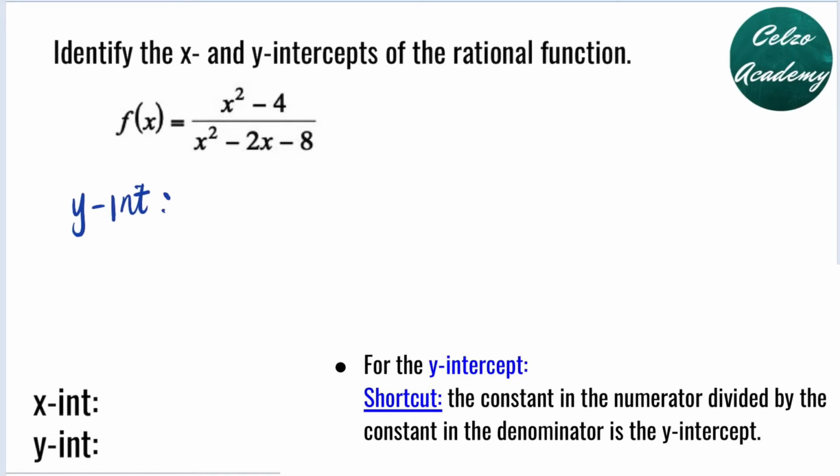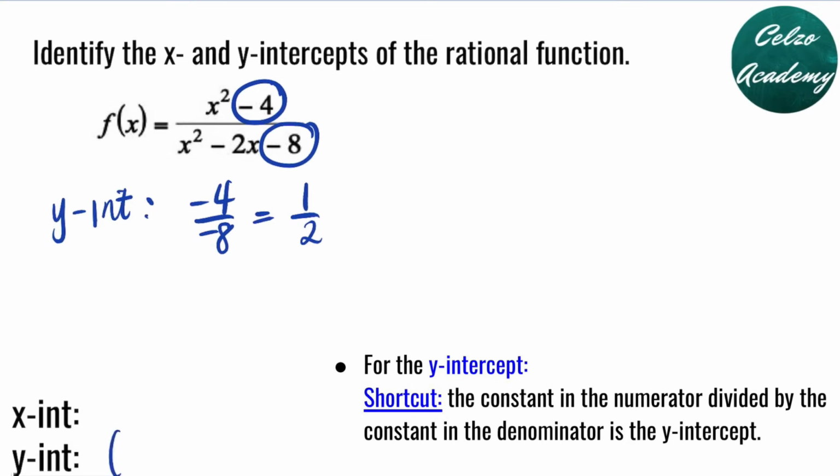The y-intercept is simply taking the constant in the numerator and the constant in the denominator. So the y-intercept here is negative 4 over negative 8, and in simplest form, that is 1/2. So the y-intercept here is 0, 1/2, which means that the graph will cross the y-axis at 0, 1/2.